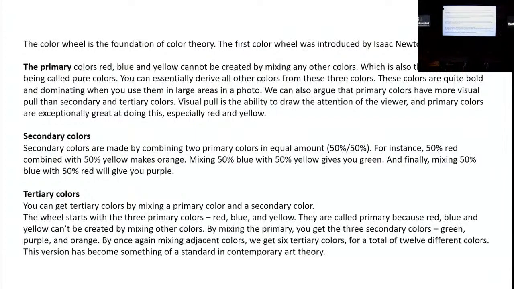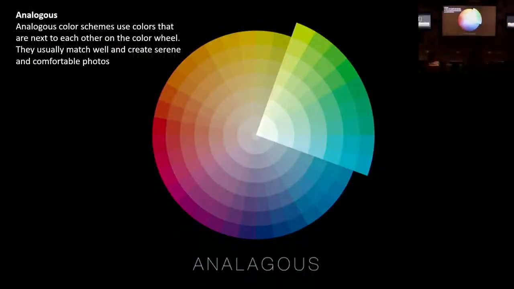Why do you need to know this? Because we are moving to the color wheel. So this is the color wheel. It was invented by Isaac Newton, and it shows you a two-dimensional image of different colors. And now we will talk about different color combinations applicable for landscape images.